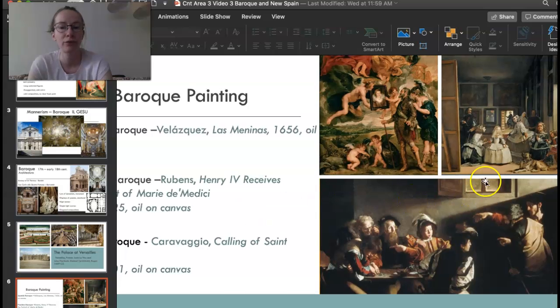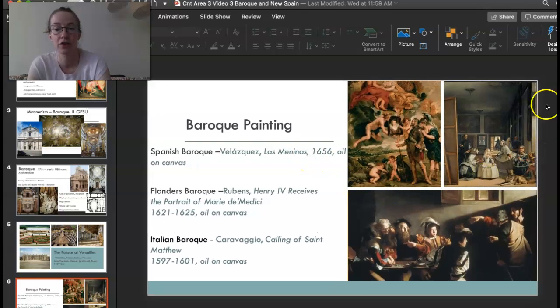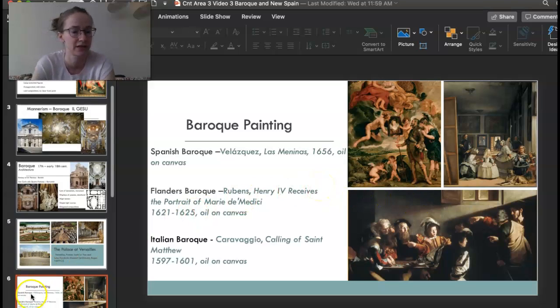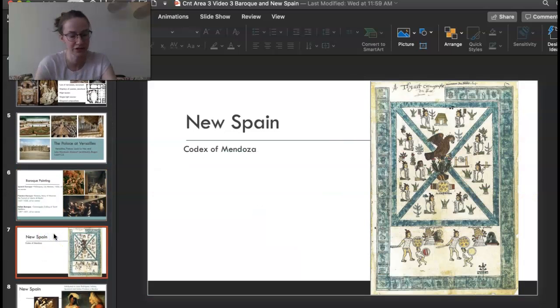So all three different styles when we look at the painting style, but there are elements that all make them Baroque. Highly dramatic, figures that are very realistic or twisted, lots of emotion in the pieces as well, and that tenebrism, that darkness. All right, we're going to switch gears here and move on to New Spain.